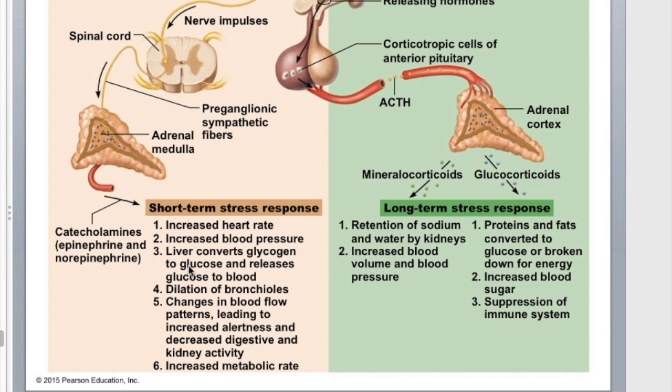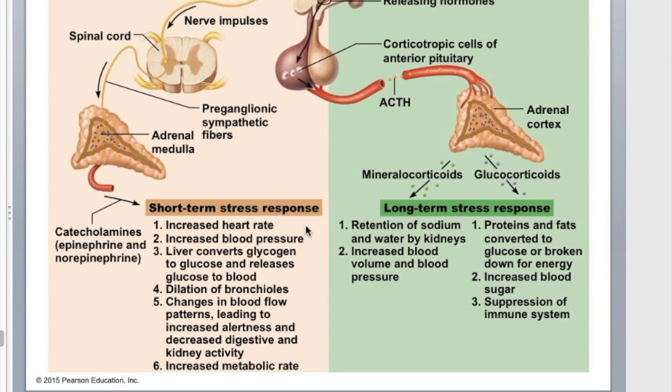So let's take a look at stress real quick. This is a pretty good chart. Short-term stress response. When you've got that bear chasing you, you've got an increased heart rate, increased blood pressure, an increase in blood glucose level, dilation of your lungs so that you can breathe and bring in enough air or enough oxygen to your muscles to get you away. It increases metabolism. Basically, it ramps up your entire body to get you out of danger.